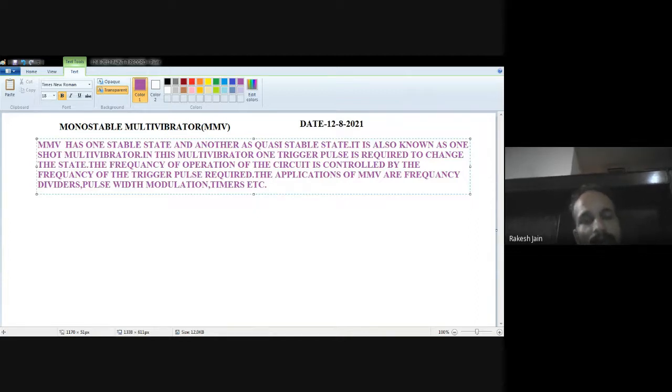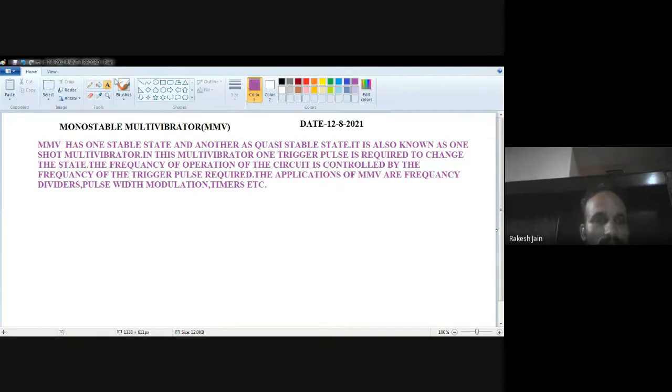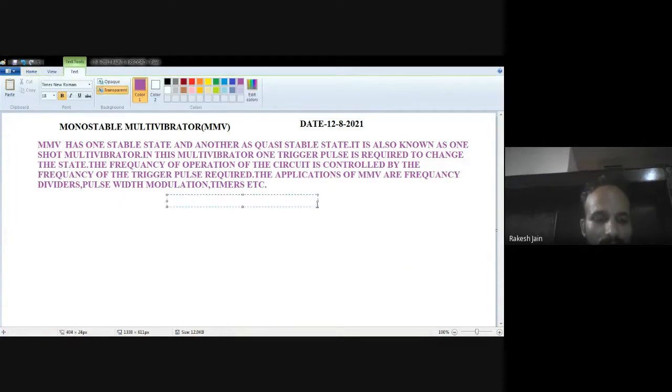Here also the pulse width, or we can say the time period, is given as 1.1 RC. That is related with the 555 timer concept only, but I am going to write down here, so you should remember for the objective purpose. The pulse width, we can say the time period formula is 1.1 RC. Now, what is the meaning of it we will see later on.